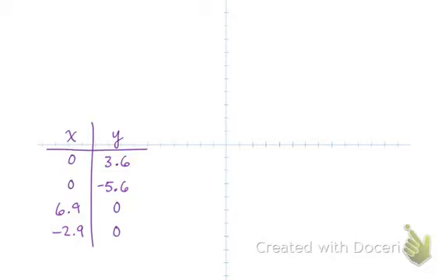All right, so my first point is 0, 3.6. It's going to be around there. Okay, not perfect, but close. My second point is 0, negative 5.6. So somewhere around there. My third point is 6.9, comma, 0. So 1, 2, 3, 4, 5, 6. So really close to that 7. And my fourth point is negative 2.9, comma, 0.